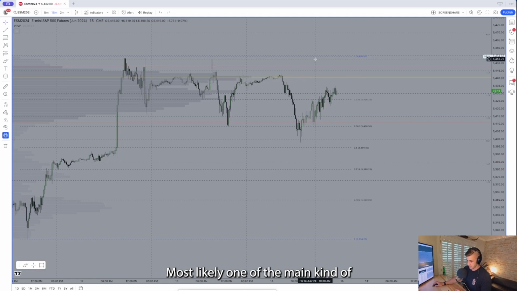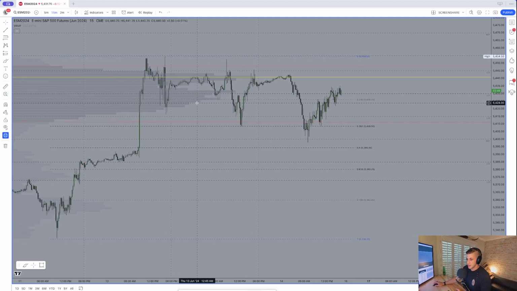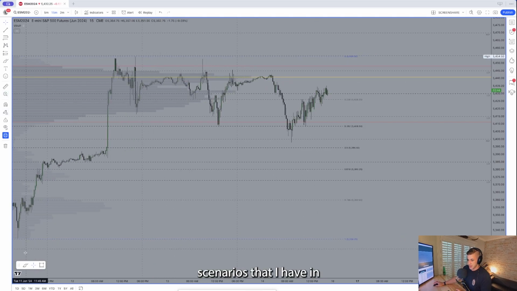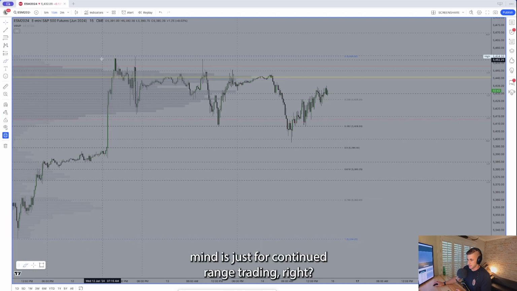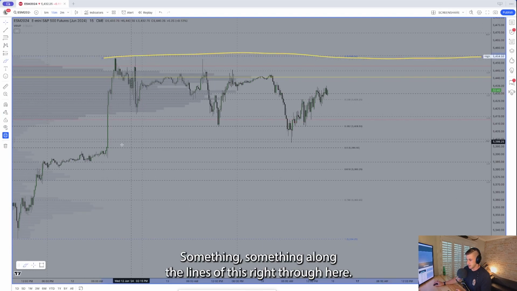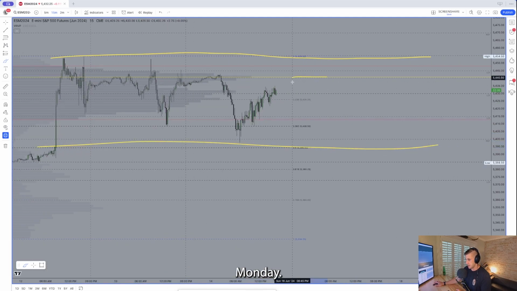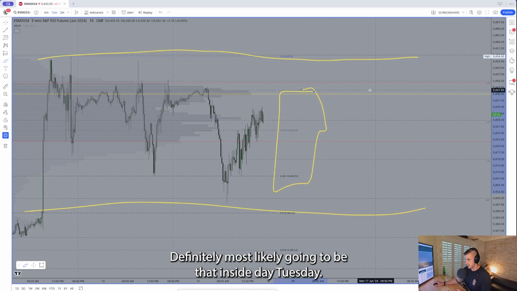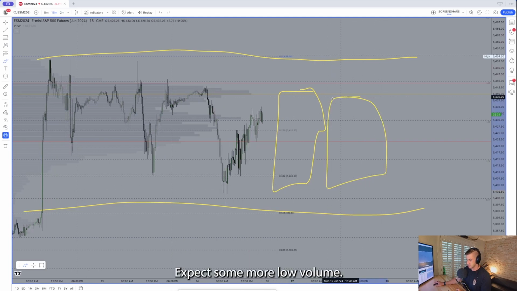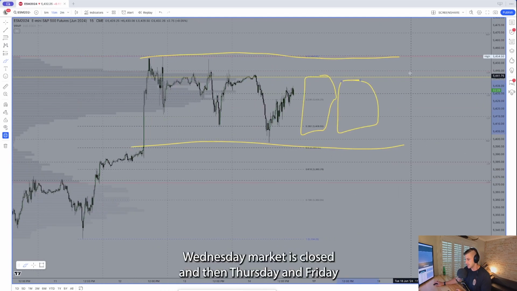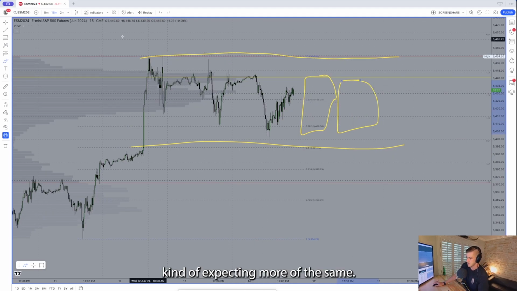Most likely, one of the main scenarios that I have in mind is just for continued range trading, right? Something along the lines of this right through here. Monday, definitely most likely going to be that inside day. Tuesday, expect some more low volume, right? Wednesday, market is closed. And then Thursday and Friday, kind of expecting more of the same.